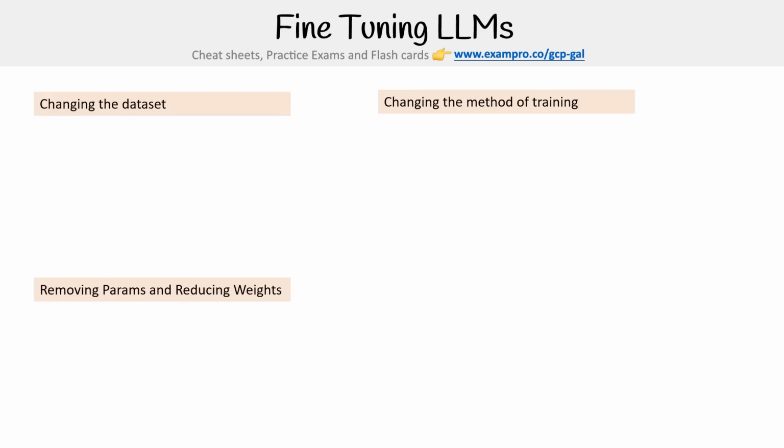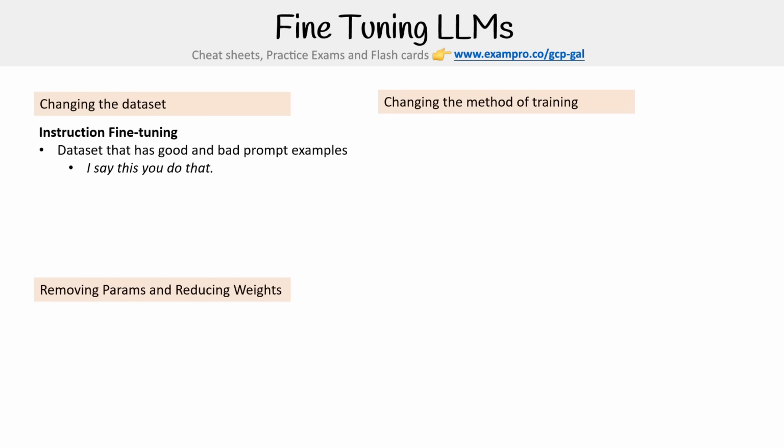So let's now talk about the types of fine tuning we can do, because there are a lot of approaches we can take to fine tuning. This is not even exhaustive, but let's talk about changing the data set. For the data you're going to put in there, we could do instruction fine tuning. That's where we take a data set and tell it exactly what we want, like, if I say this, you do that. So you're giving an example of what a person says and what the outcome is. So that's instruction fine tuning.